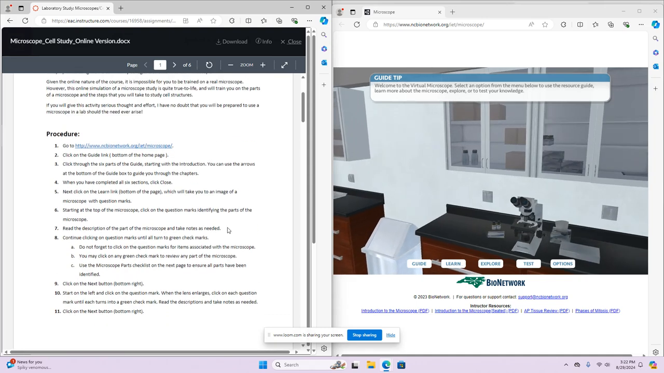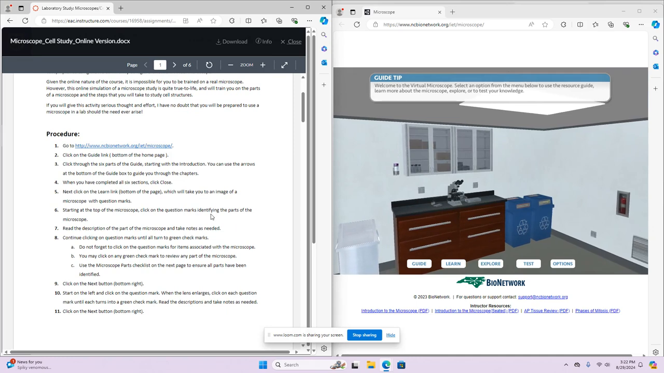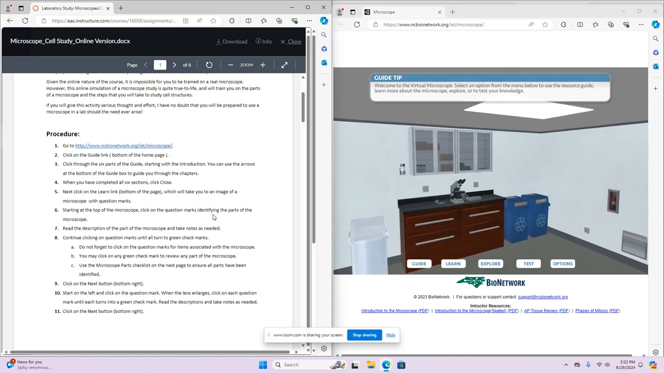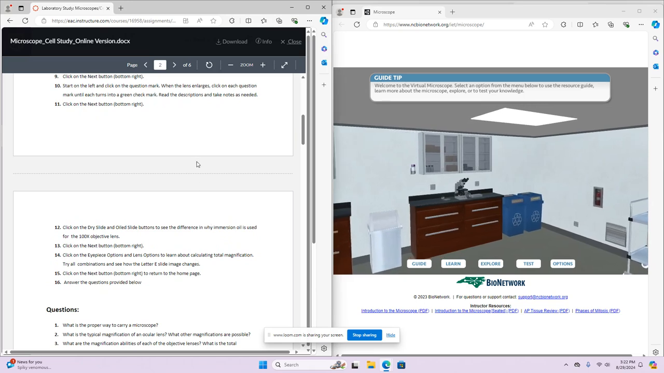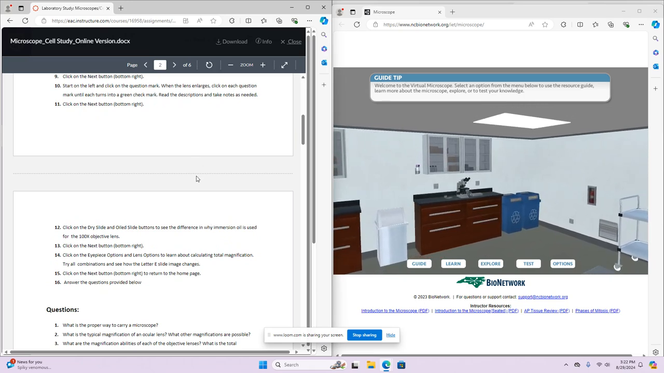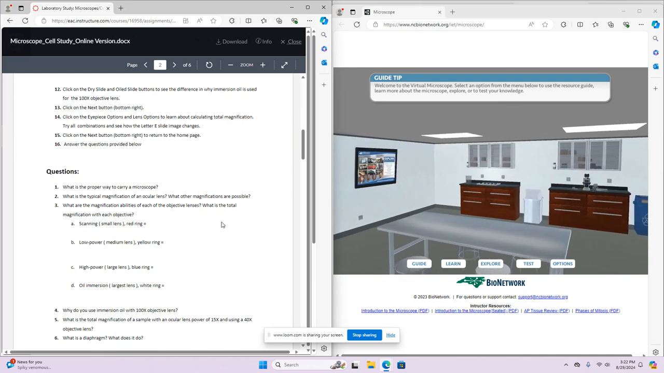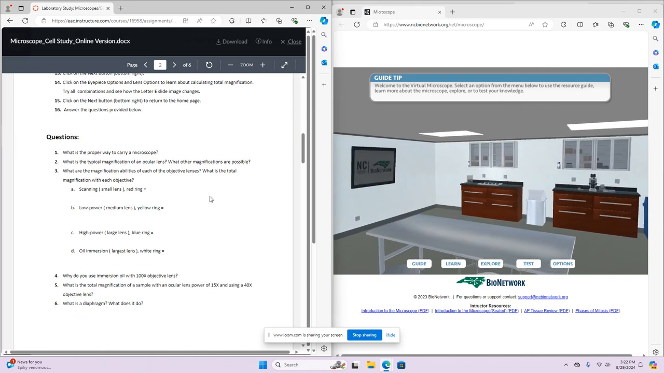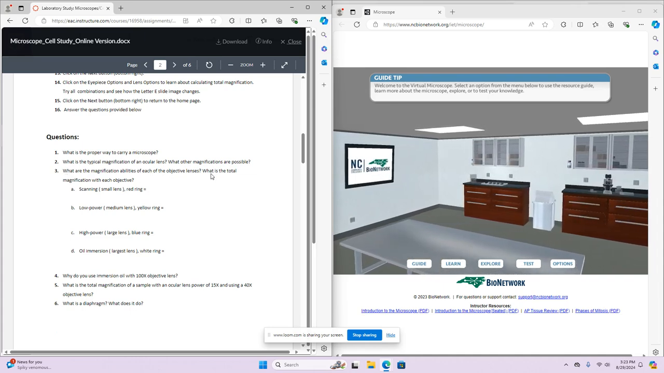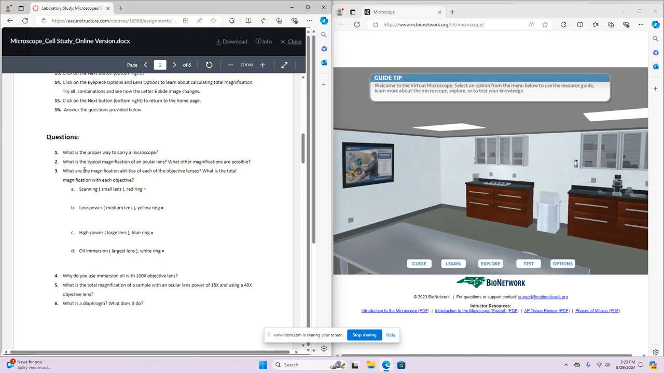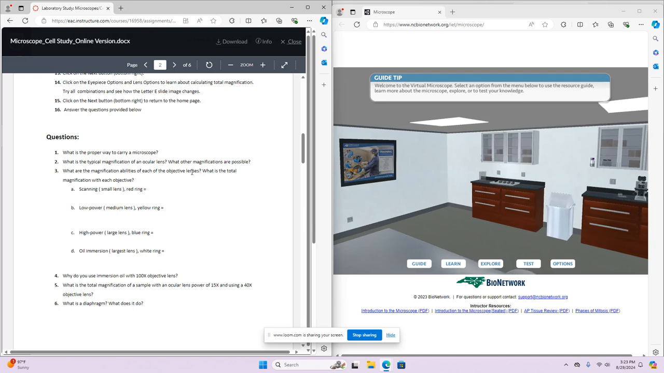So anyway, the first procedure is mostly stuff to help you get familiar with the microscope. All right, so you're going to go through that. You're not going to really have to write anything down until you get to the questions below, and then you're going to want to answer these questions. Now note that this part right here, there's actually two questions here. On number three, it's going to ask you the magnification abilities of each objective, right?